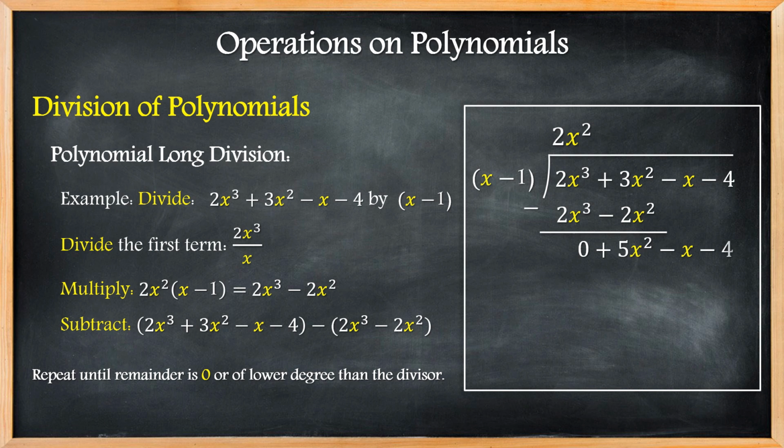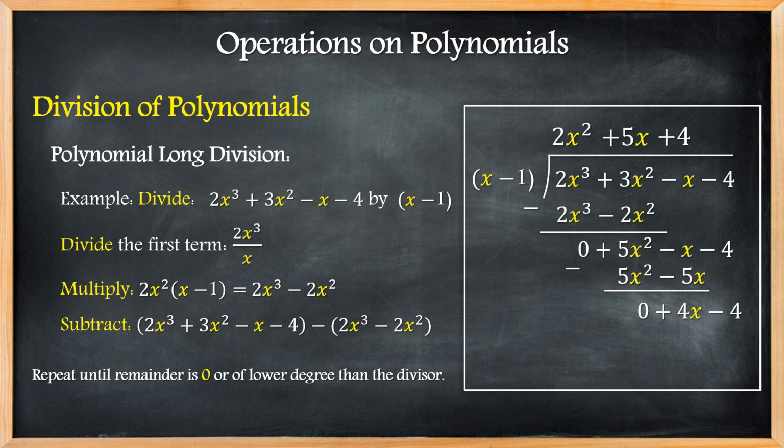Step 3. Divide the next term. The first term in the new expression is 5x squared. 5x squared divided by x equals 5x. Write plus 5x in the quotient. Step 4. Multiply and subtract. Multiply 5x by x minus 1. 5x times x equals 5x squared. 5x times negative 1 equals negative 5x. Subtract 5x squared minus x minus 4 minus 5x squared minus 5x. This simplifies to 4x minus 4.